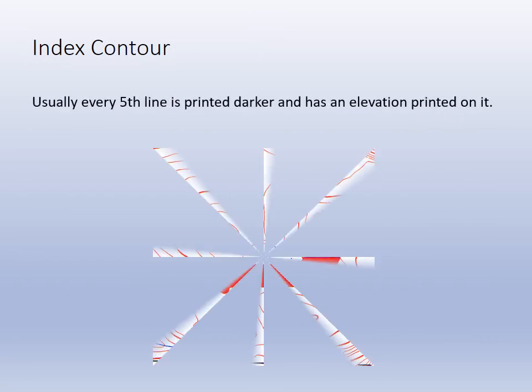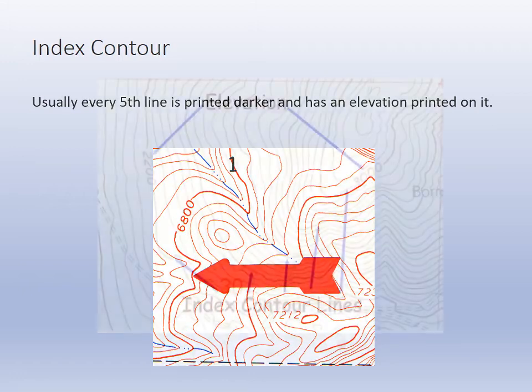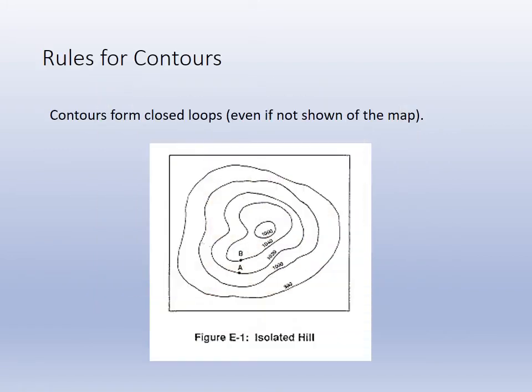Every fifth line is darker. That is called the index contour. Index contours have labeled elevation. Contour lines generally form closed loops. Most of the time they run off the side of the map, but they form closed loops depicting mountains and valleys.